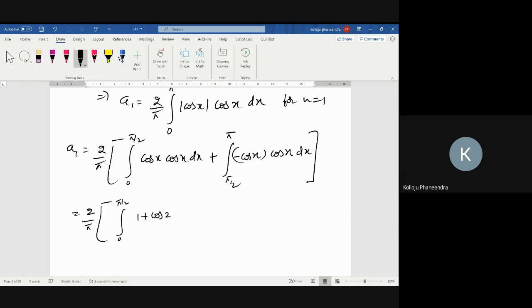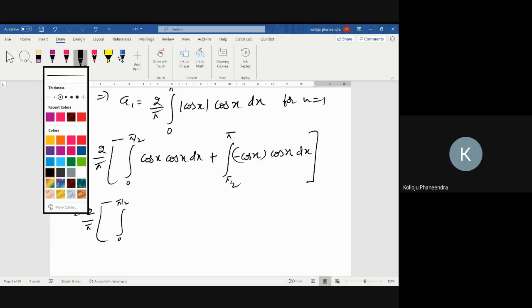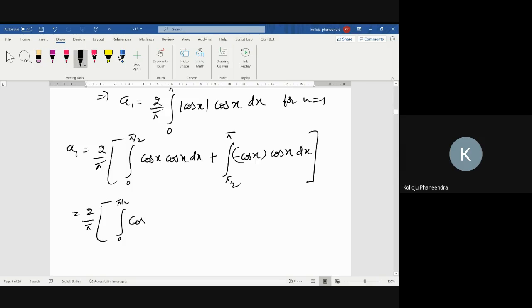Do you remember the reduction formula in intermediate? Anyone? I will tell. This is cos square x dx and minus pi by 2 to pi, and this is also cos square x dx. I will write the second term cos square x as 1 plus cos 2x by 2.